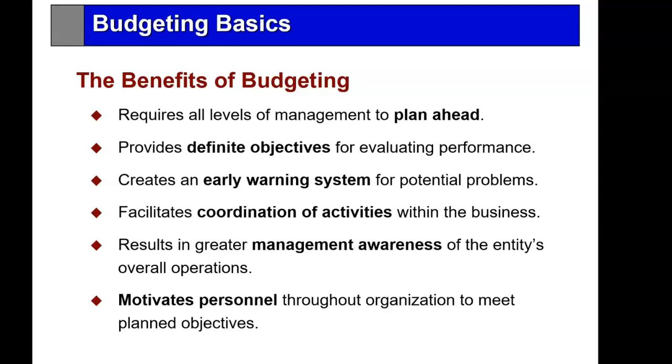The budget is also an early warning system. It tells you when something is happening which we did not plan. So you see, the budget is a feedback mechanism. We say we're going to plan this. When it actually happens, we compare what we planned to what happened.